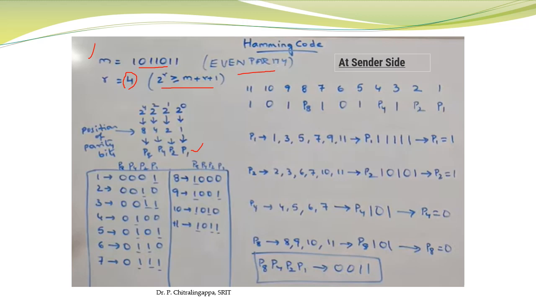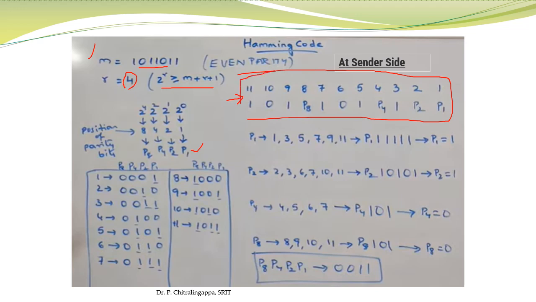So now the first step is to calculate the number of bits. The second step is to calculate the exact place where we're going to add those bits. So I'm adding these bits here. So finally this is my code word.